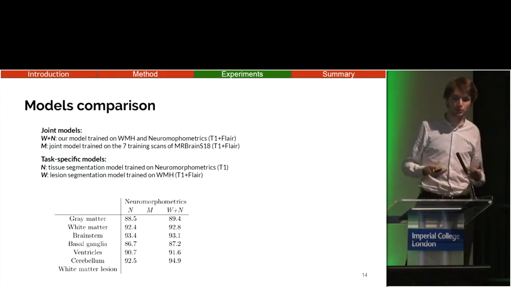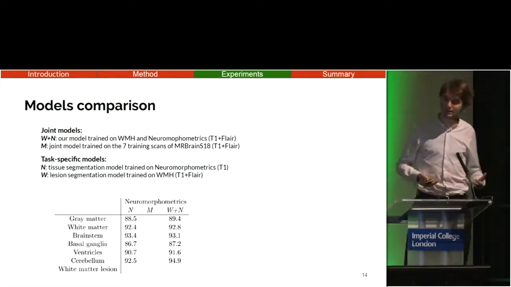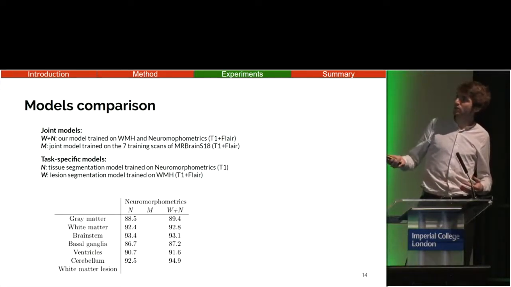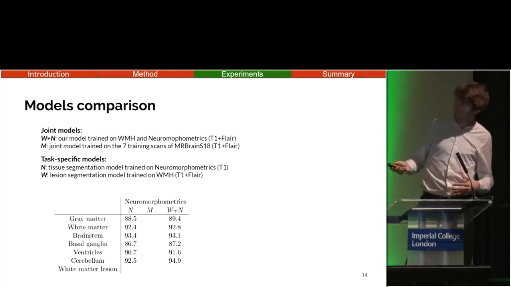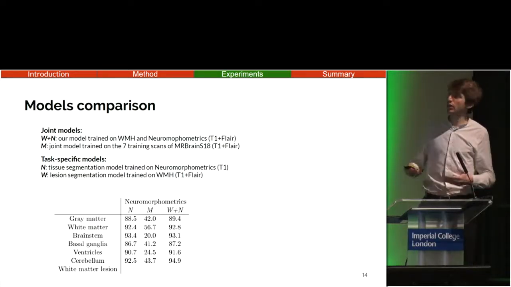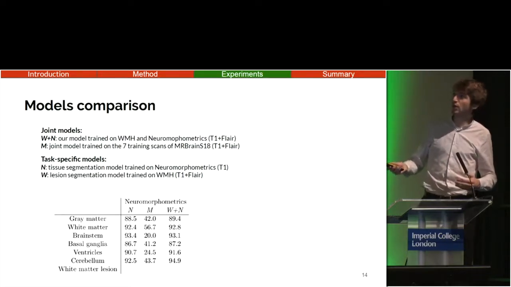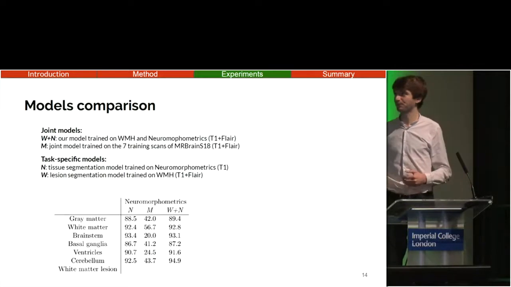For that, we computed the Dice score on these different datasets. Here, this is our method, and here is the model that only performs tissue segmentation. As we can see, we reach very comparable performances on this dataset; it's slightly better, but basically it's comparable. However, when we look at the fully supervised model that is trained on the small dataset, it doesn't work well on Neuromorphometrics.